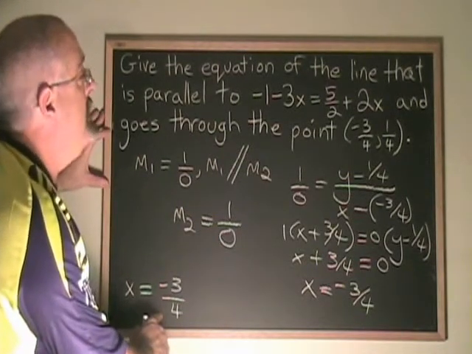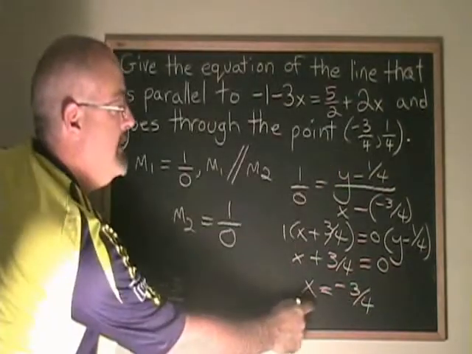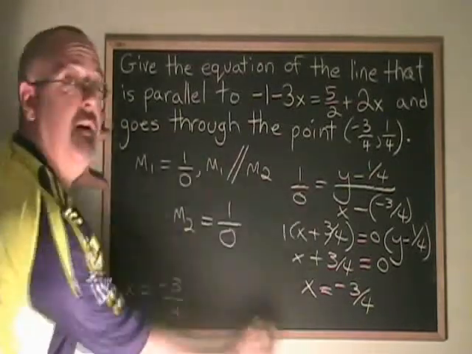The equation of the line that is parallel to this line and goes through this point is x equals negative 3/4, and I have found a way to justify that and show my work.